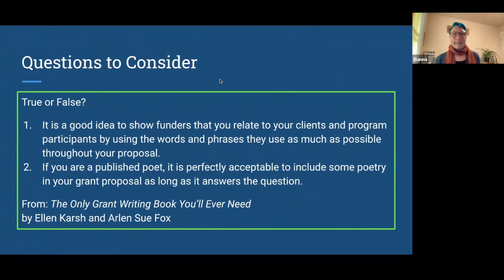So some questions to consider. Is it a good idea to show funders that you relate to your clients and program participants by using the words and phrases they use as much as possible throughout your proposal? So I would say, no, try not to do that.